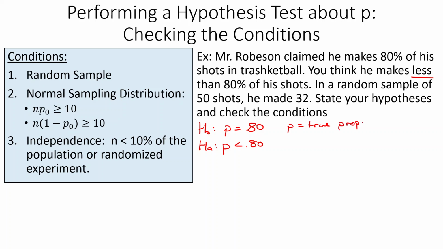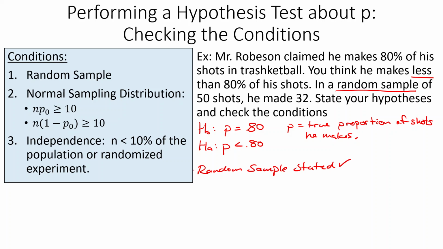So we still have to do all of this stuff that we were doing before. All right, so that part still applies. We still do all that. Now we check our conditions. Did it say random sample? Yeah, random sample right there. So for the conditions, we're going to say random sample stated. Check. All right. If we want to bullet point these, you can. If you want to call them 1, 2, and 3, you can. All right. Random sample stated.